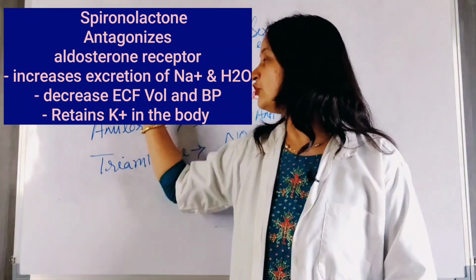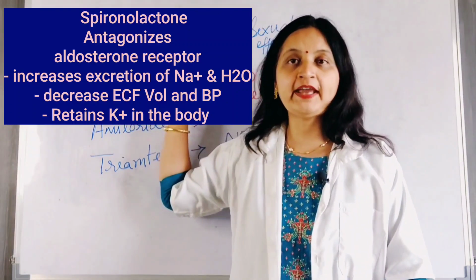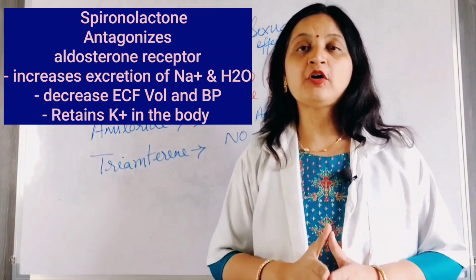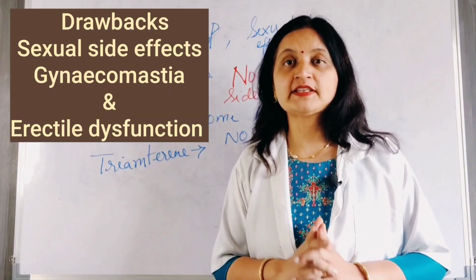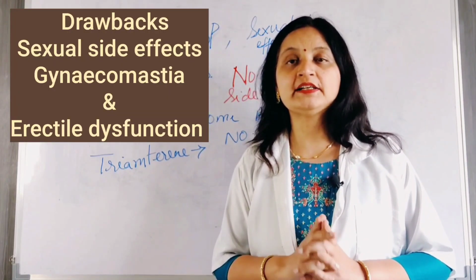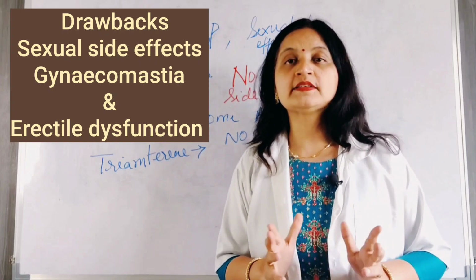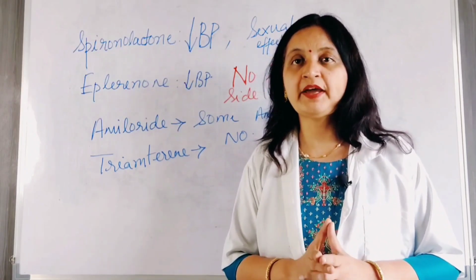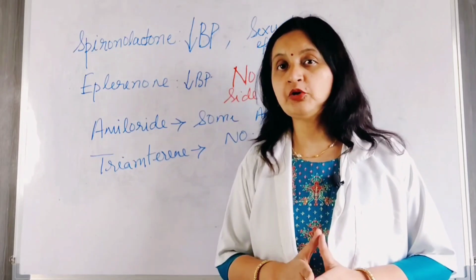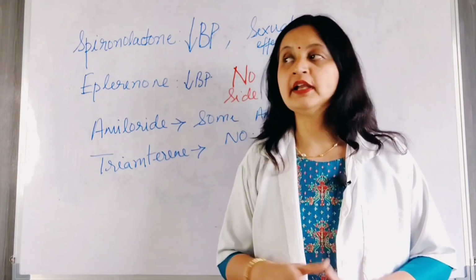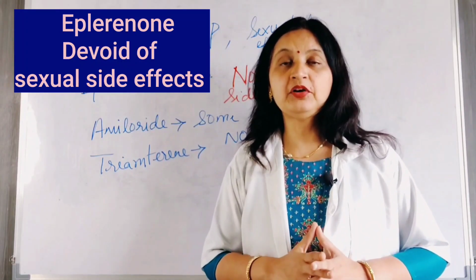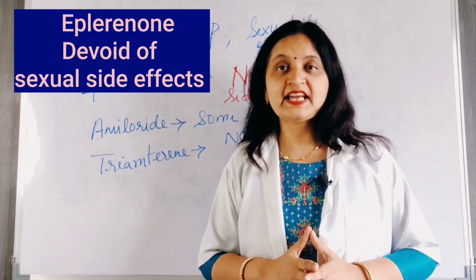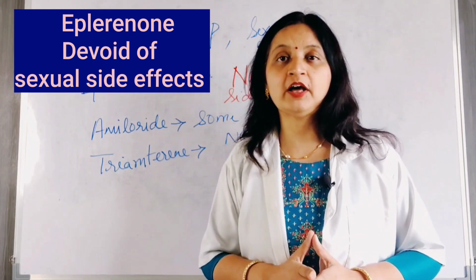So spironolactone shows a blood pressure lowering effect, but the important drawback of spironolactone is that it causes sexual side effects such as gynecomastia and erectile dysfunction in men. So this is a troublesome side effect with spironolactone. To overcome the drawback of spironolactone, which is known to cause sexual side effects, eplerenone was developed.